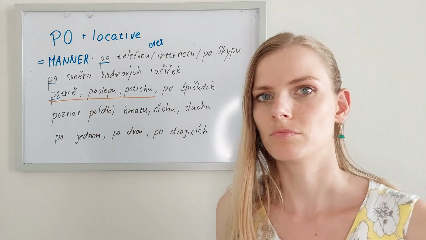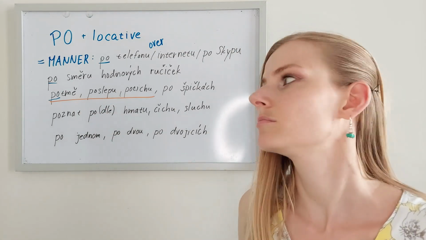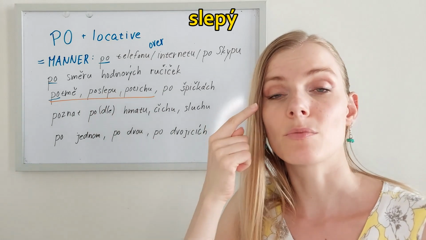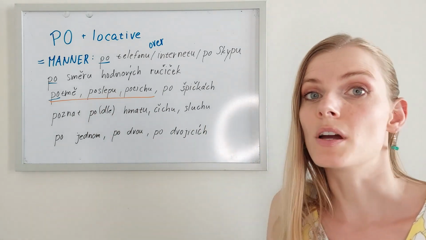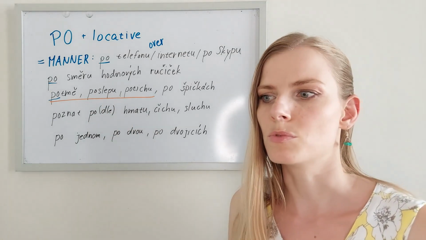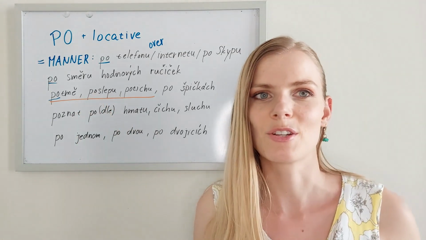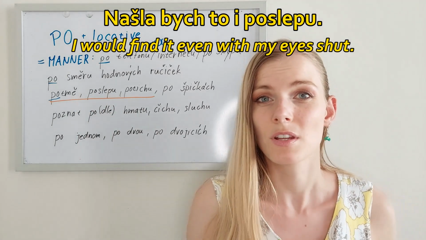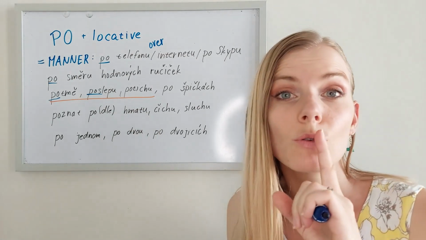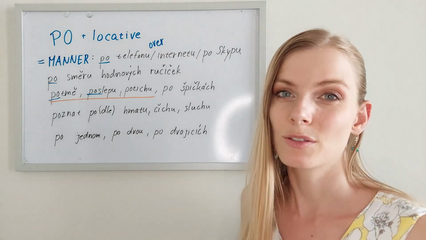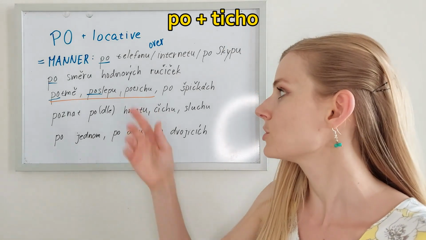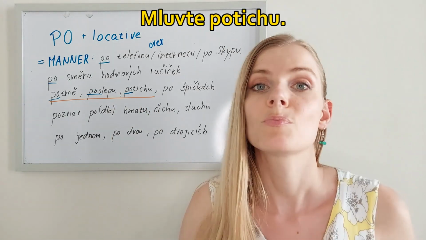Po slepu, with your eyes closed. It's describing the manner po and slepu. Slepý means blind, so in a blind way. But this only refers to somebody who has their eyes closed. Po slepu. For example, it appears in an expression našla bych to i po slepu. I would even find it with my eyes shut. When you know something very well. Potichu. Silently, in a silent way. So again, we have po and ticho in silence. Potichu. Mluvte potichu. Speak quietly.